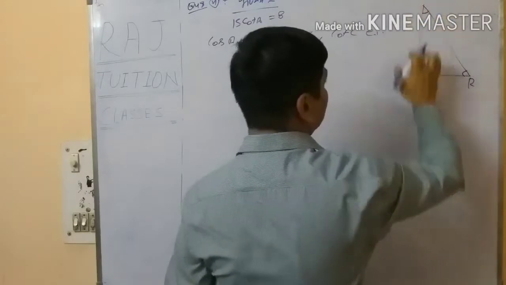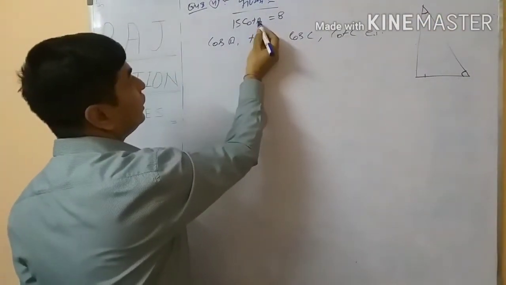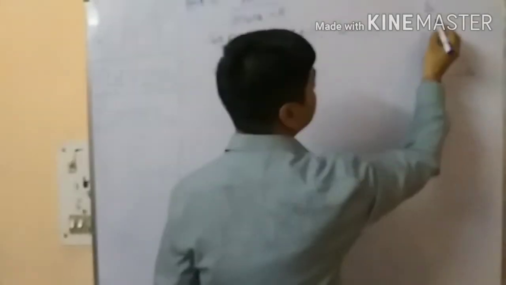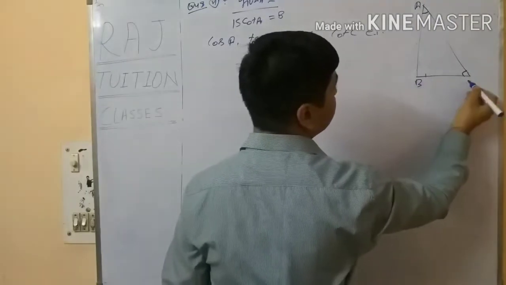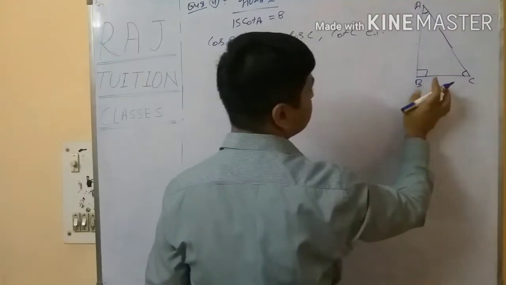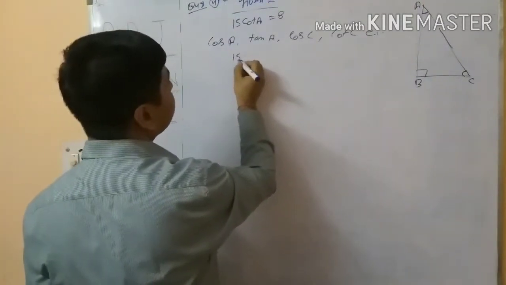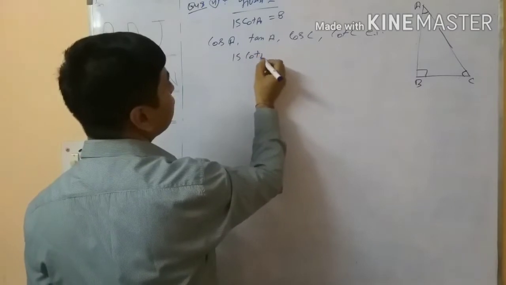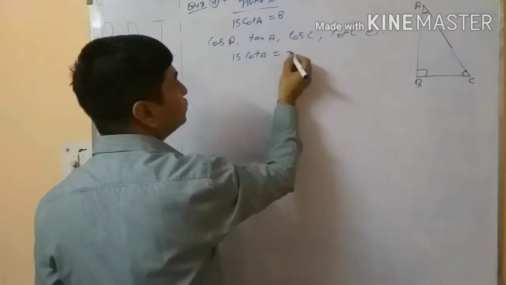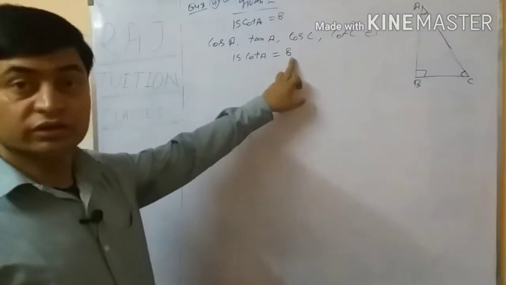So we have to redraw this triangle. It is already drawn here. We have to change the names because the angle is A here, any acute angle A. So I will make this A, B, C. This is a right angle triangle ABC, right angled at B, and 15 times cot A equals 8.